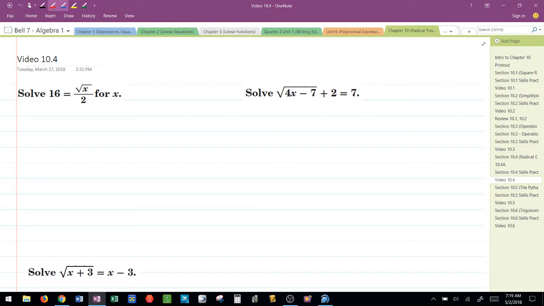All right, so for example, in this first one here, I see that I have a radical equation. I see that I have a radical piece. I need to get that radical piece all by itself. So the first thing that I'm going to do is multiply both sides of the equation by 2 to get the radical all by itself. So that tells me that 32 is equal to the square root of x.